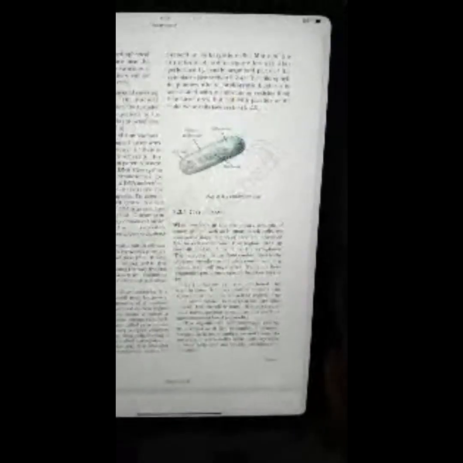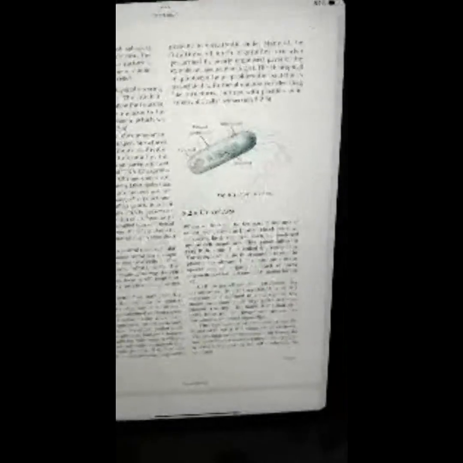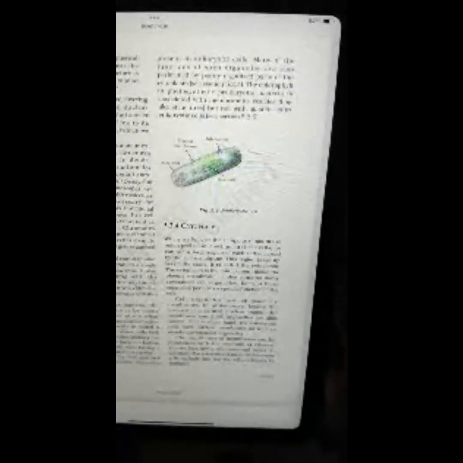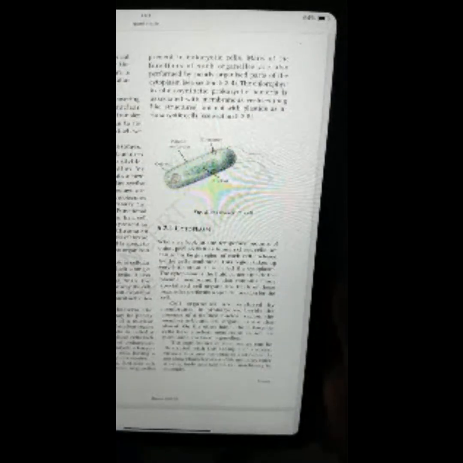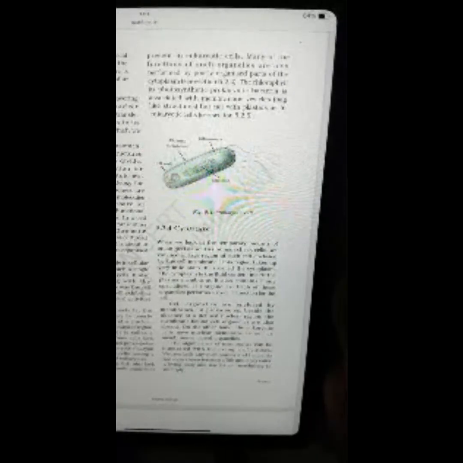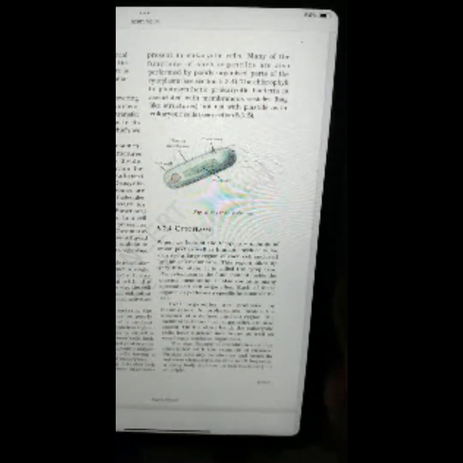Now come to this side of page number 54 of your NCERT. Present in eukaryotic cells. Many of the functions of such organelles are also performed by poorly organized parts of the cytoplasm. See section 5.2.4. The chlorophyll in photosynthetic prokaryotic bacteria is associated with membranous vesicles, bag-like structures, but not with plastids as in eukaryotes. See section 5.2.5. So figure 5.4 is showing a prokaryotic cell.